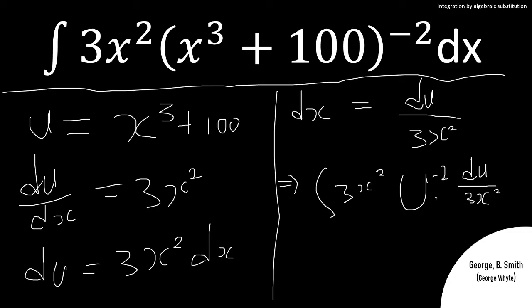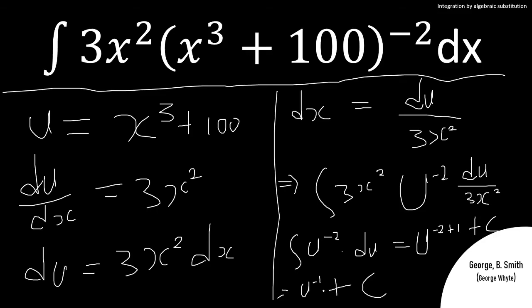We have the integral of u raised to the power of minus 2 times du. So if you integrate u raised to the power of minus 2, that will give you u raised to the power of minus 2 plus 1, remember, there you have your plus c as usual. Minus 2 plus 1 will give us minus 1, and u raised to the power of minus 1 plus c is what we have.